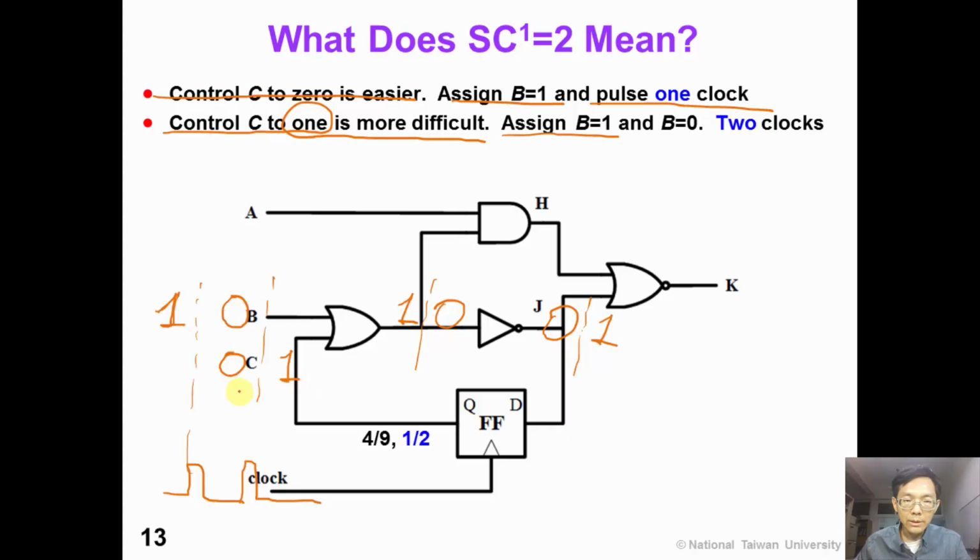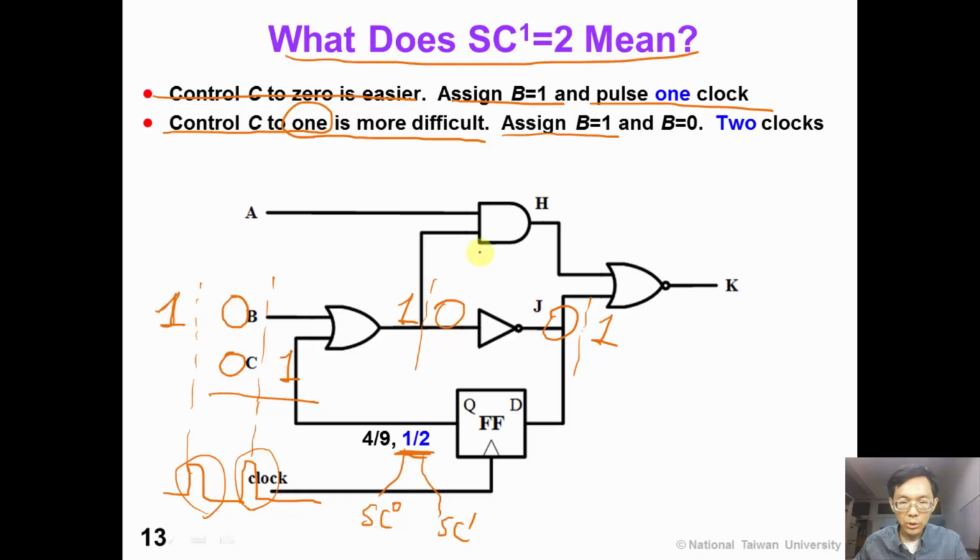So if we look at this value, we now understand the meaning of SC. SC0 equals 1. That means we need only 1 clock to control C to 0. SC1 equals 2. That means we need 2 clock pulses to control the value of C to 1. So this is the meaning of sequential scope.